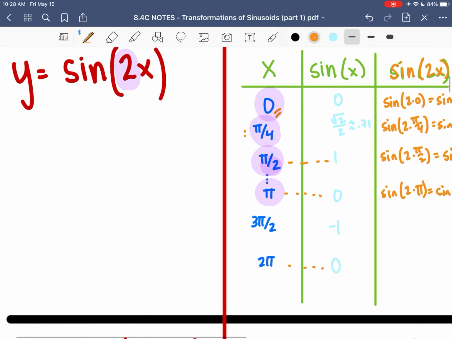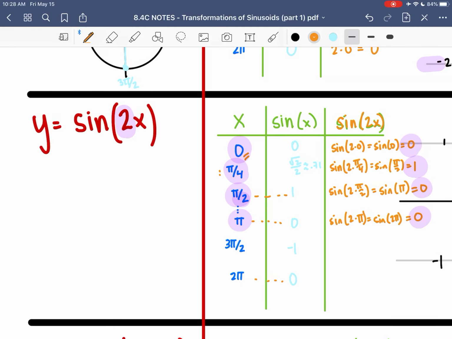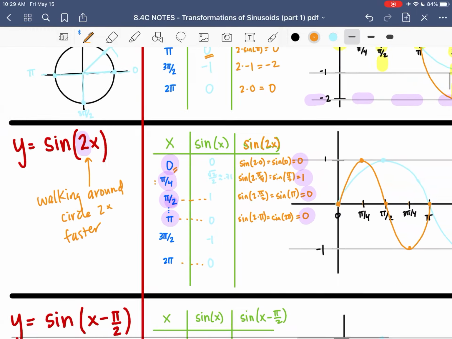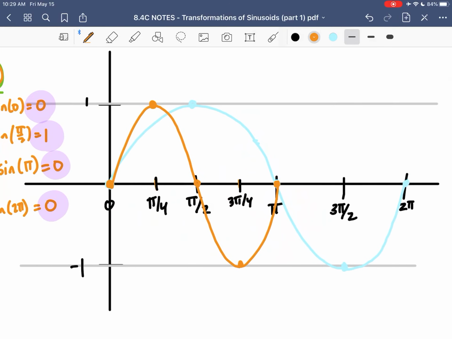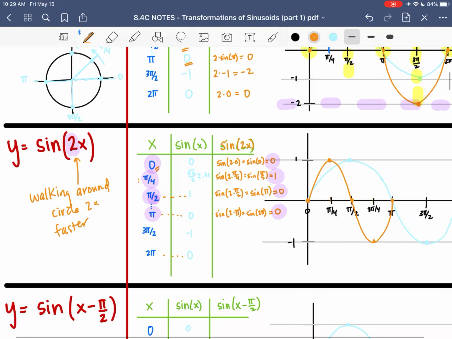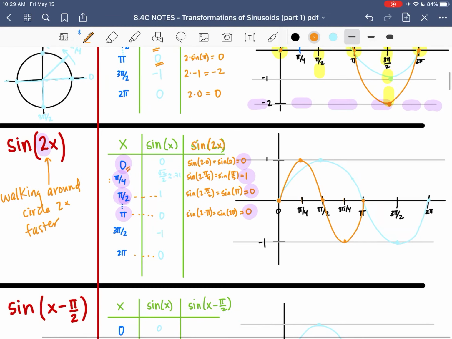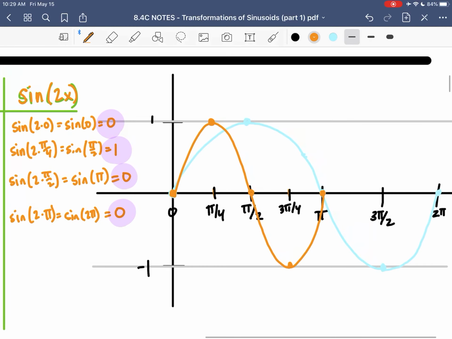So it just goes faster. The way I like to remember sine of 2x is it's like walking around the circle 2 times faster. So if it normally takes 2 pi to walk all the way around the circle, if we're walking twice as fast, we're going to get done in half the time. So our period will only be pi for sine of 2x when it's on the inside next to the x. That's kind of interesting, right?